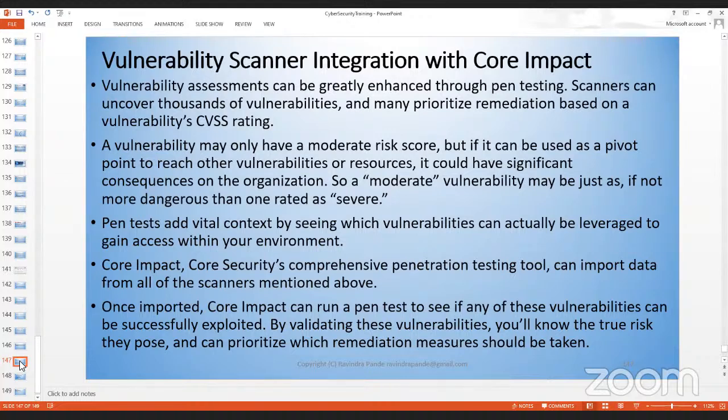A vulnerability may only have a moderate risk score, but it can be used as a pivot point to reach other vulnerabilities or resources. It could have significant consequences on the organization. So a moderate vulnerability is not necessarily less dangerous than one rated as severe. Now here they try to play around with the words moderate and severe. In some scenarios, a severe impact and a moderate impact can be decisive. What do I mean by decisive? They don't mention the correct impact. A moderate impact on a transactional level can be much more severe than a severe impact on a network level.